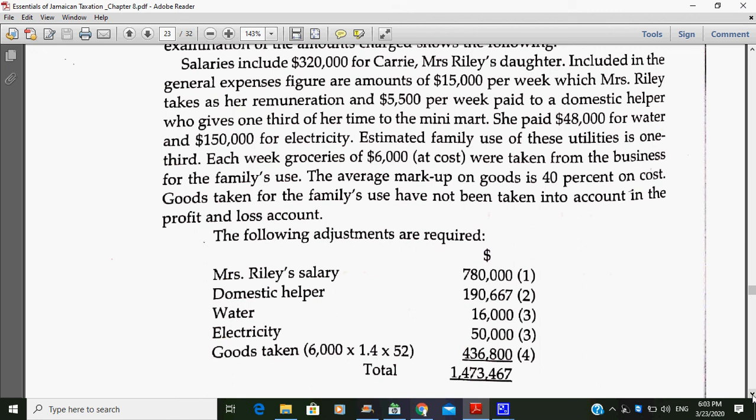So it would be 6,000 times 1.4 times 52, which is per week. This is the amount of money that should be added back to the profit.